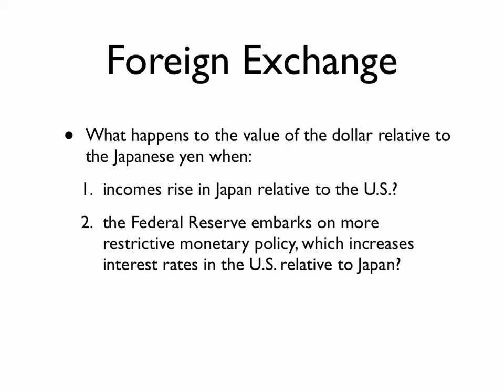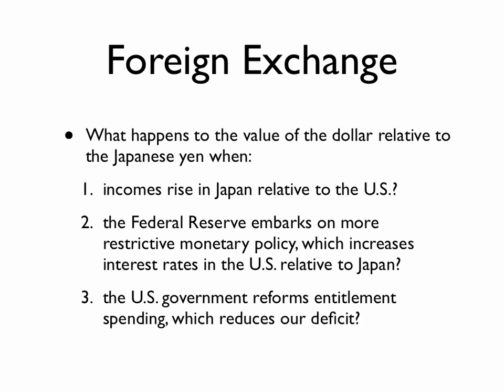Therefore, what will happen to the value of the dollar relative to the yen when interest rates rise in the U.S. relative to Japan? And the last one is what happens when the U.S. government reforms entitlement spending, reducing our deficit. And if they reduce our deficit, it means they're borrowing less, therefore interest rates are going to have to fall. So think about what happens with these three. And we can move on now.